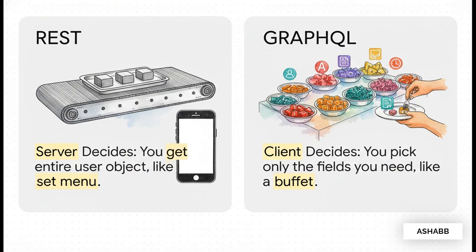Honestly, this is the perfect analogy. Think of a traditional REST API like a set menu at a fancy restaurant. The chef, that's the server, has decided you're getting the 5-course meal whether you want it or not. You get the whole user object, take it or leave it. GraphQL, on the other hand, is like a massive, glorious buffet. You, the client, walk in with an empty plate and you pick exactly what you want. A little bit of the username, a scoop of the avatar, you get only the fields you need, creating the perfect meal for your app.